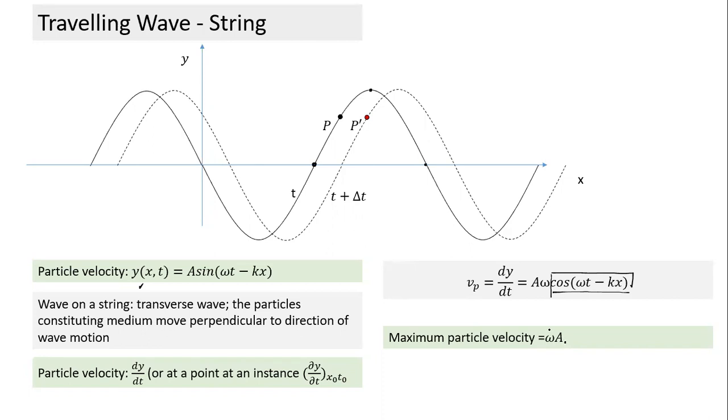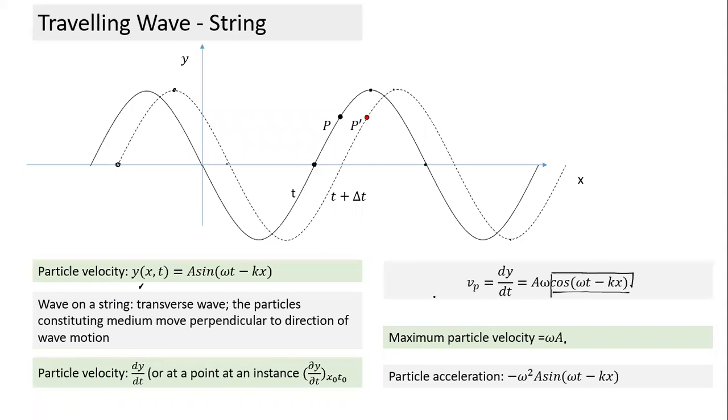That's the maximum particle velocity. Where does the particle have maximum velocity? The property of SHM is that velocity is maximum when the particle is at the mean position. So this particle has maximum velocity, this has maximum velocity, and this particle at this instant has zero velocity.